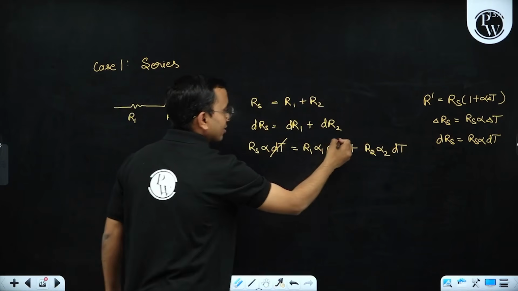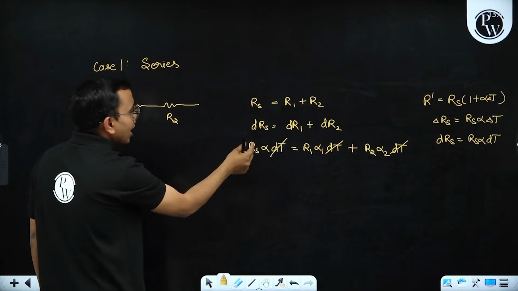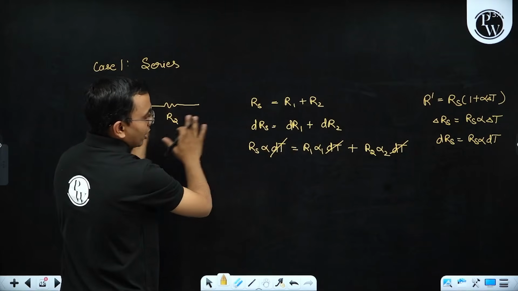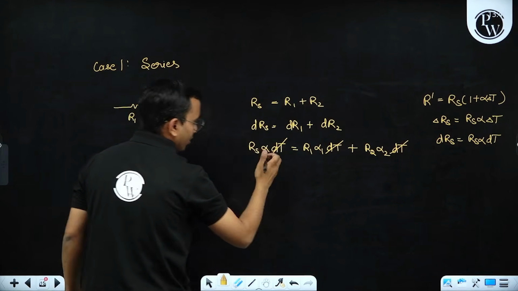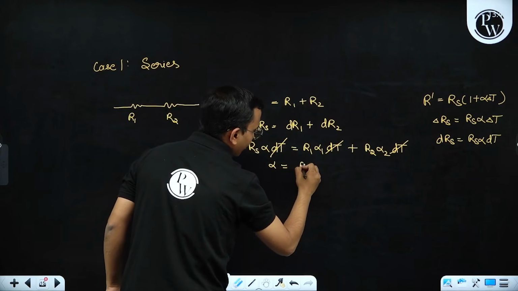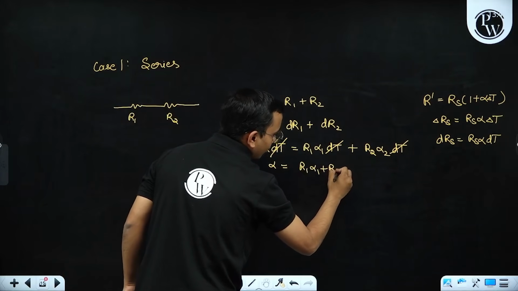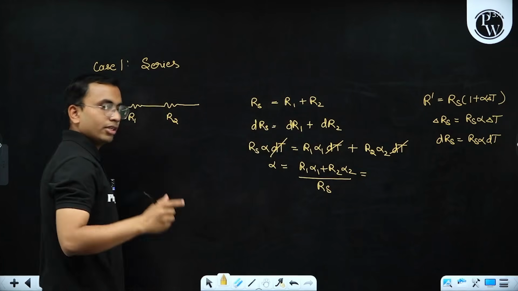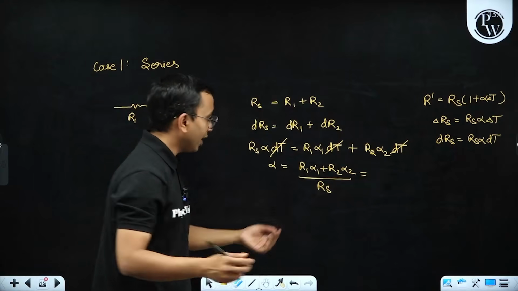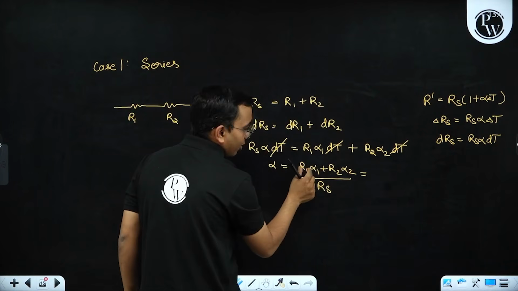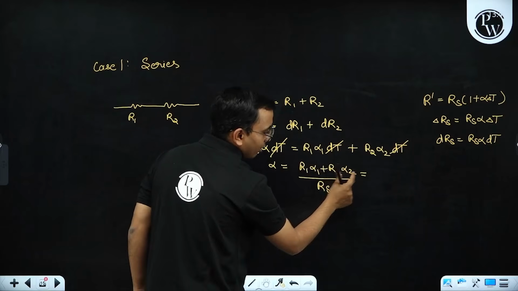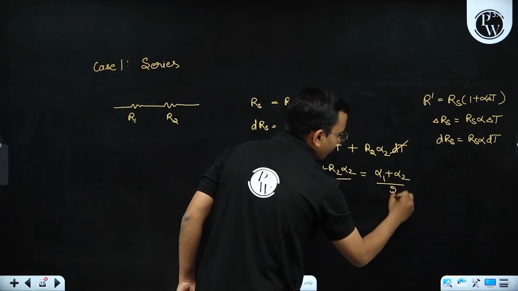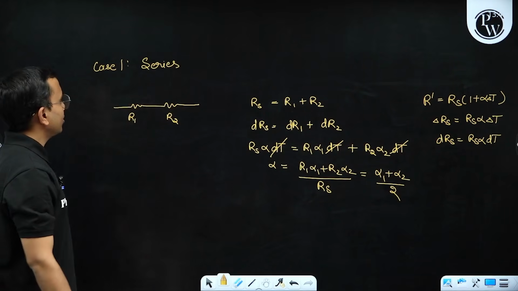dt is the same everywhere. This alpha is my effective alpha, because the combination resistance is R series. So alpha effective is R1 alpha 1 plus R2 alpha 2 divided by R series. R1 and R2 are equal, that is mentioned, and R series will be twice of that. So it will become R alpha 1 plus R alpha 2 divided by 2R. That will become alpha 1 plus alpha 2 divided by 2. That is coming in the series combination.